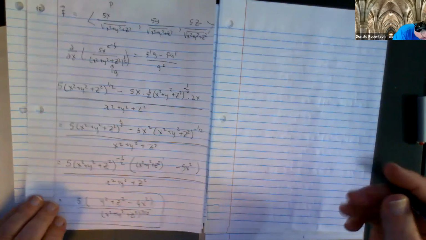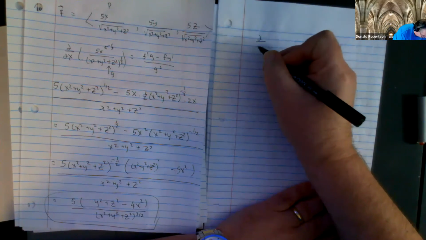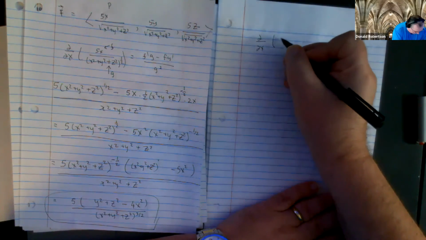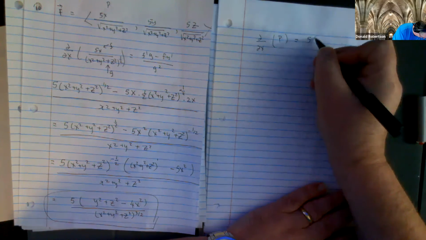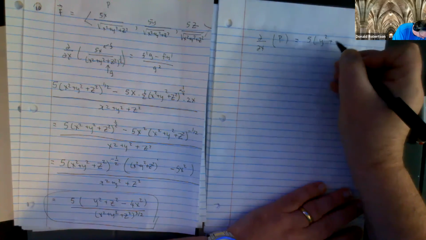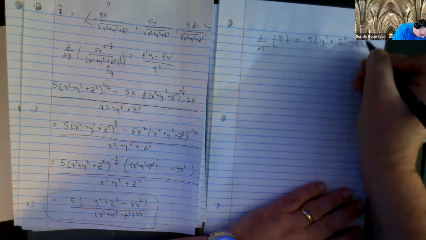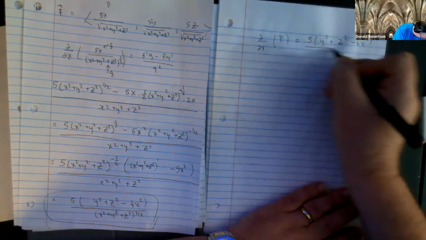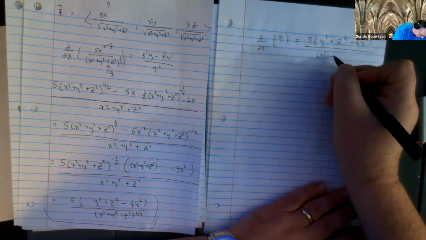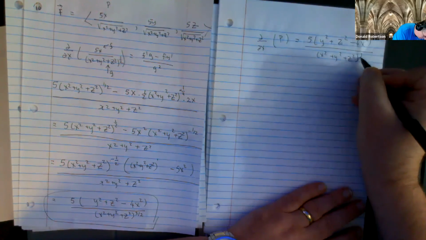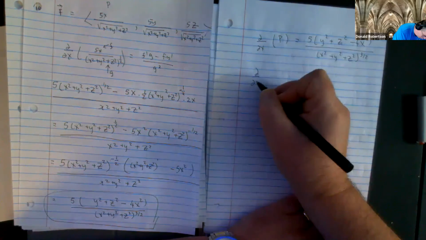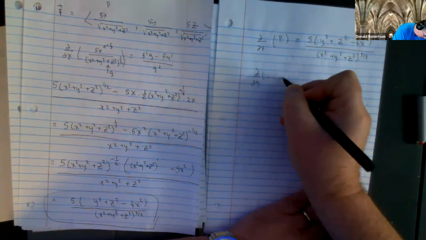So the partial derivative with respect to x of p, I'll just call this guy p, is going to be 5 times (y squared plus z squared, take away 4x squared), all over x squared plus y squared plus z squared to 3 halves. Now we're going to use symmetry to do the other combinations.